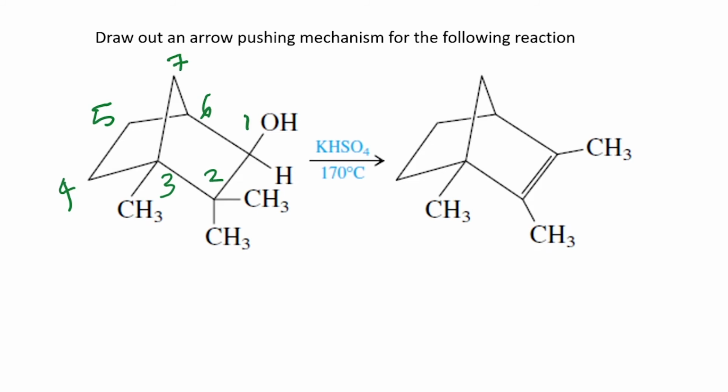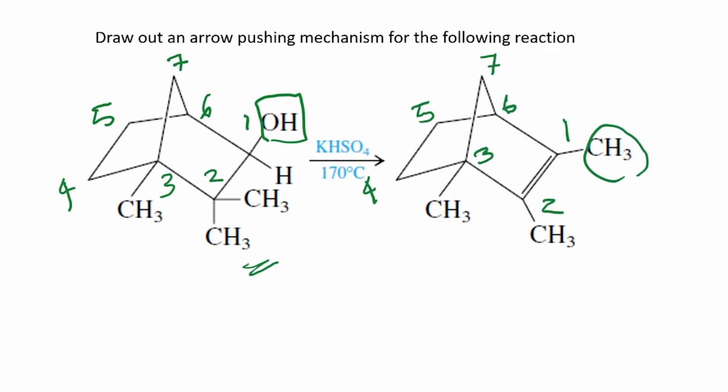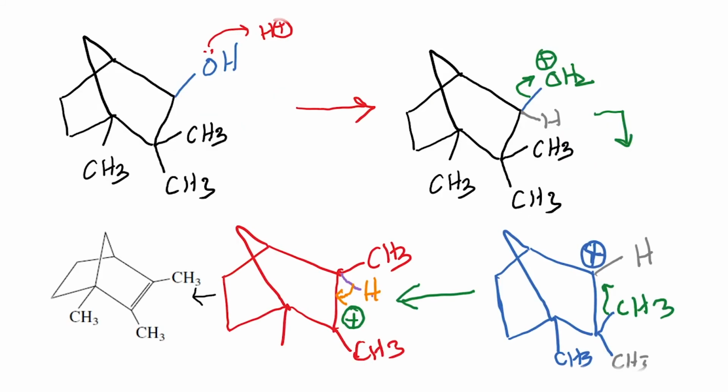Now let's follow the same nomenclature. We start with 7, 6, 5, 4, and carbon number 3 continues to have the methyl group, and then there is 2 and there is 1. So clearly the hydroxyl group has gone and one of the methyl groups from here has moved over here. With this in mind, let's look at the mechanism.